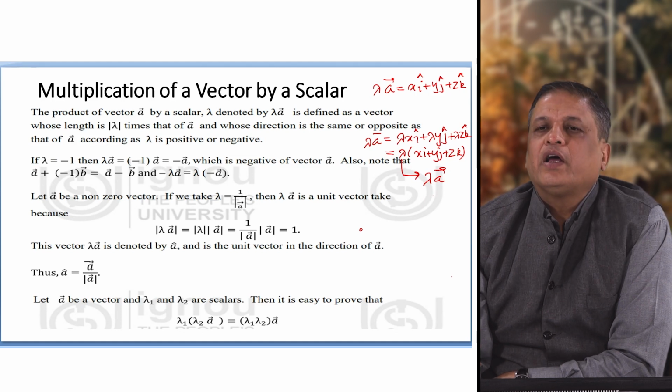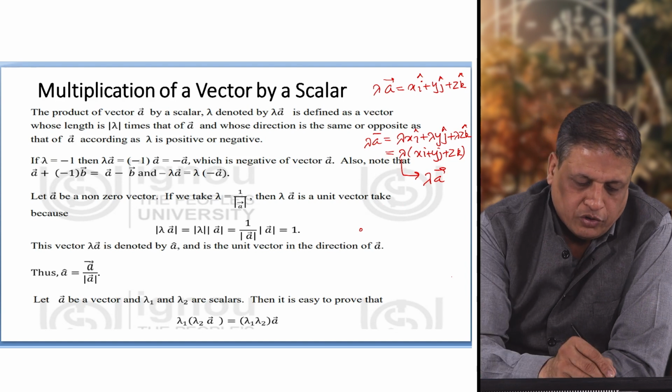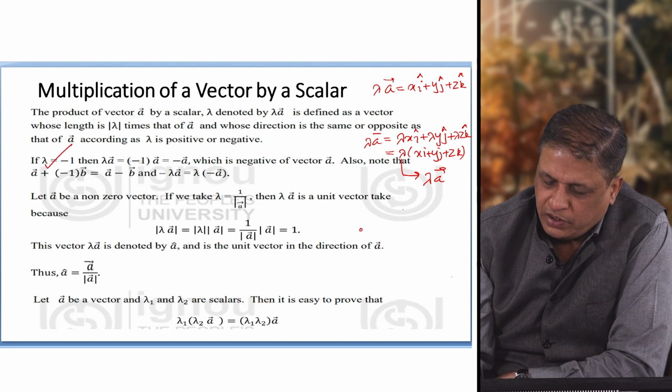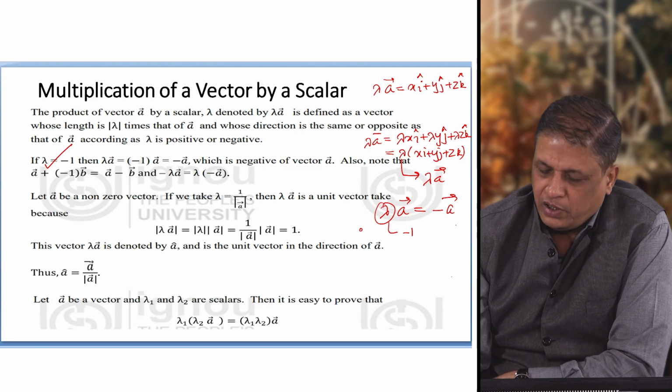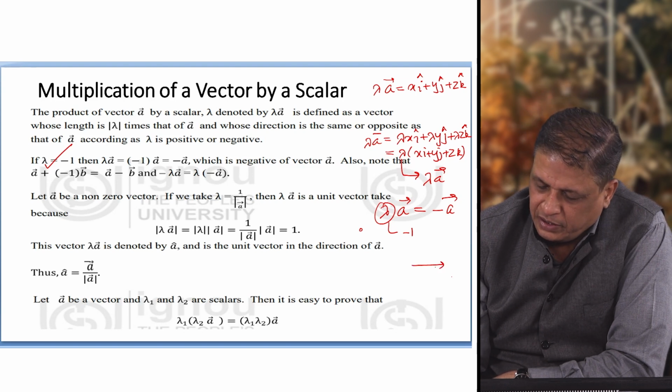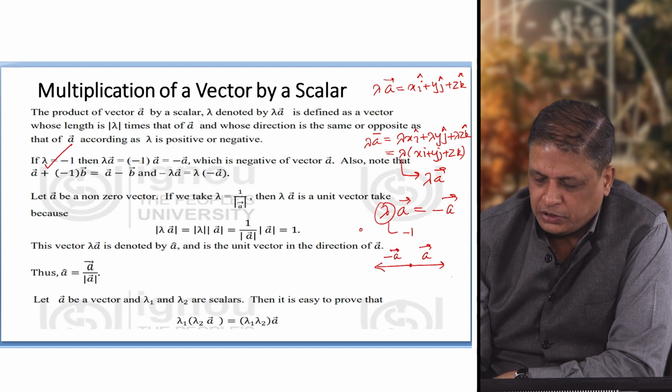And if we are reversing the direction, then we can have negative scalar constants also. Likewise, over here, if lambda is equal to minus 1, then minus A is the vector which is reverse in direction. So if vector A is going in this direction, then minus A will be going in the direction opposite to the direction of A.